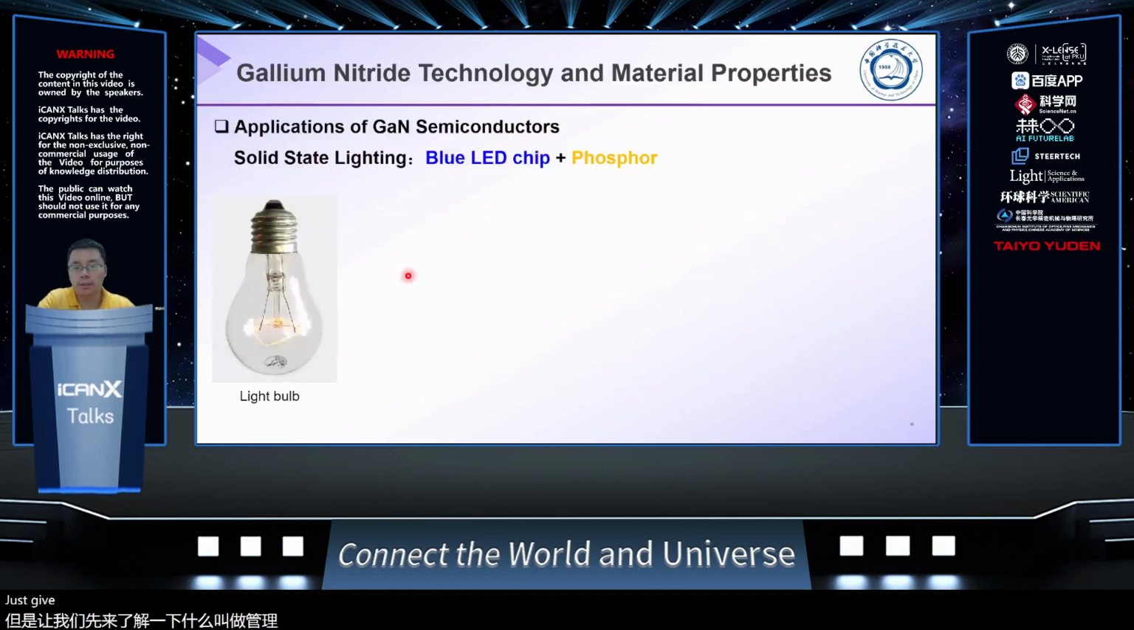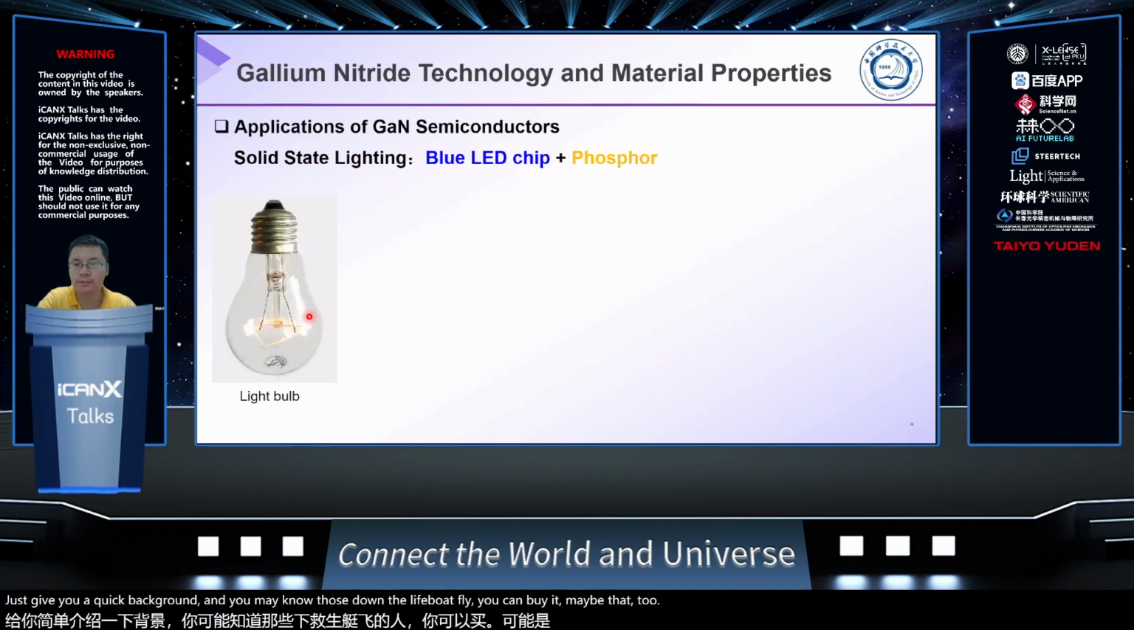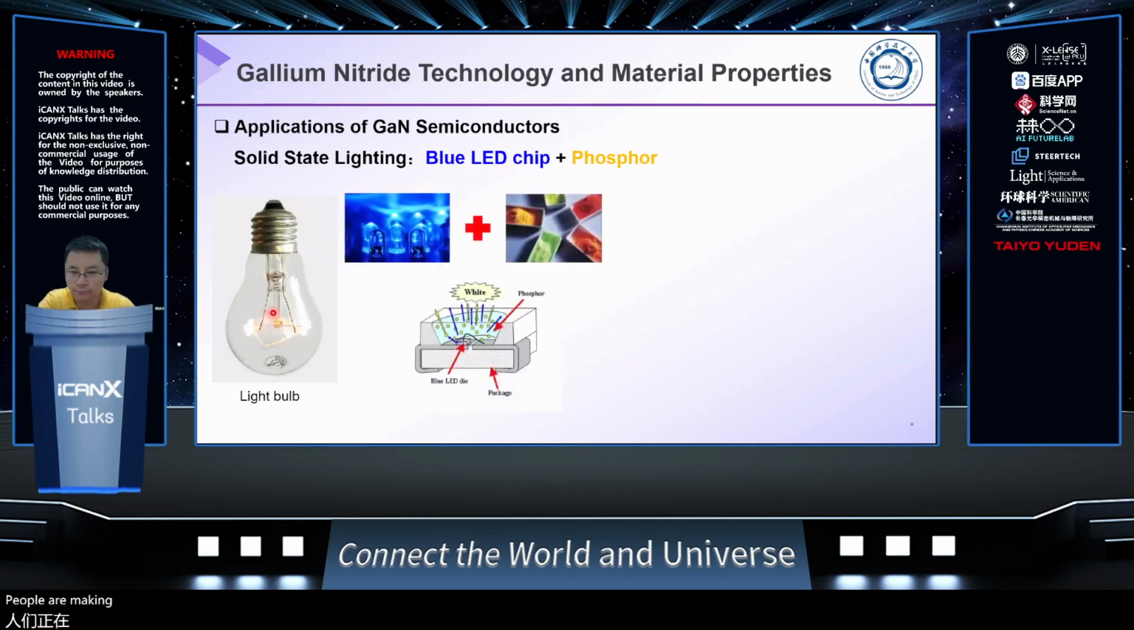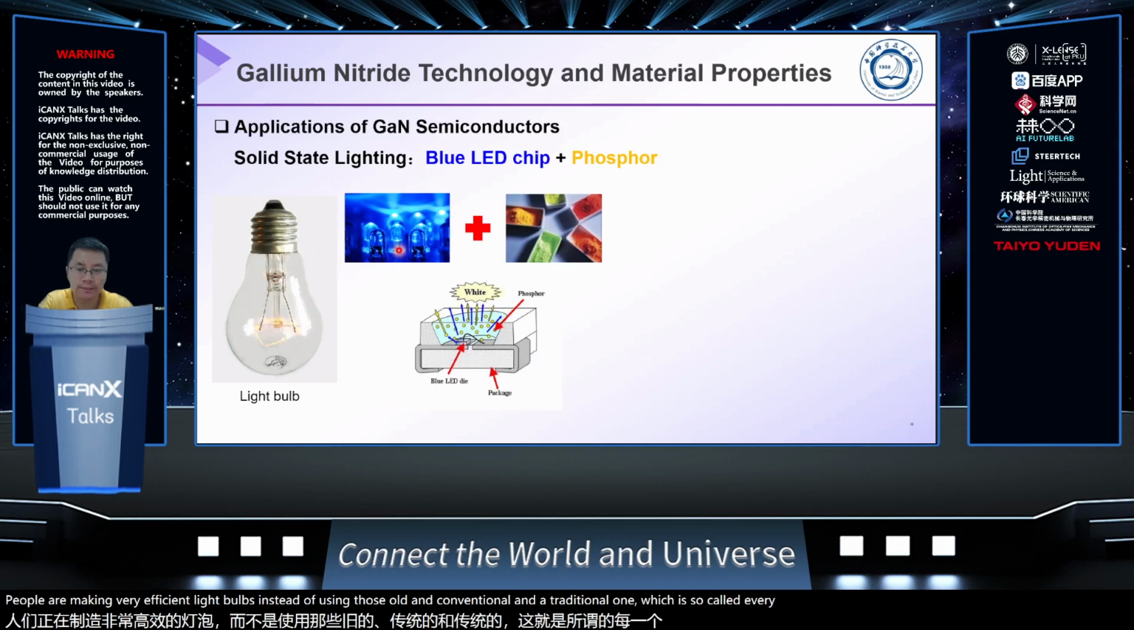Just to give you a quick background, you may know those kinds of light bulbs. You could buy them maybe 10 years ago or 5 years ago at home or in the supermarket. But right now, you may not be able to see them anymore because people are making very efficient light bulbs instead of the old, conventional, traditional ones, which are the so-called LEDs, light emitting diodes.